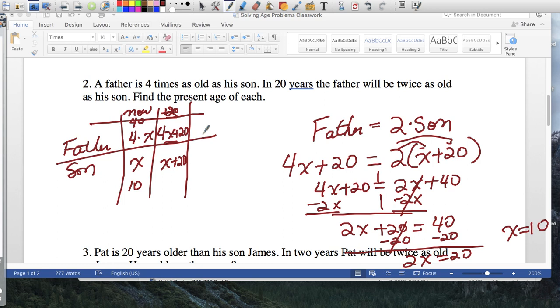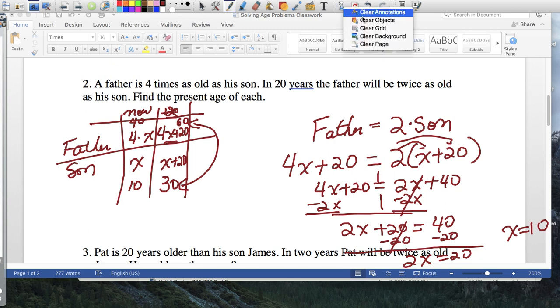Okay, but in 20 years, the father will be just twice as old. So let's see in 20 years. So in 20 years, x plus 20, the son will be 30. And in 20 years, the father will be 4 times 10, which is 40, plus 20, will be 60. And you can tell that in 20 years, the father will be 2 times the age of his son.